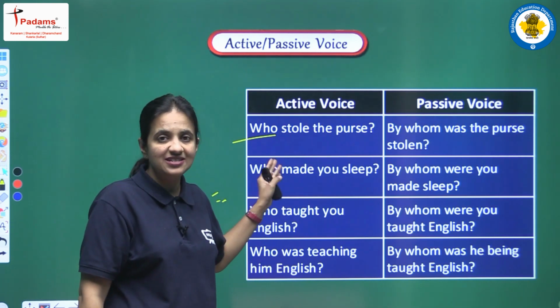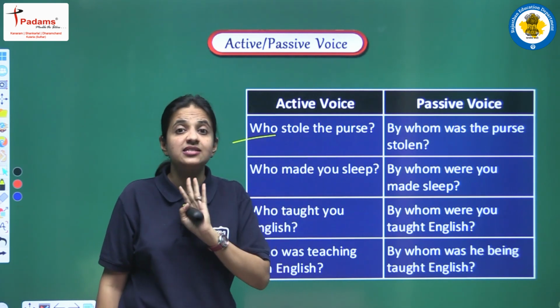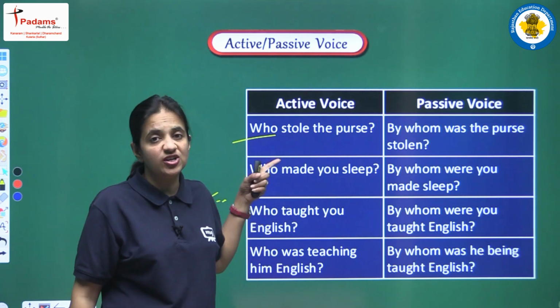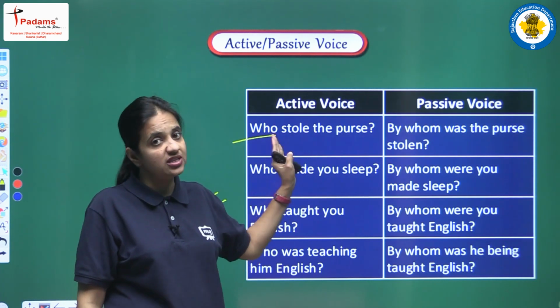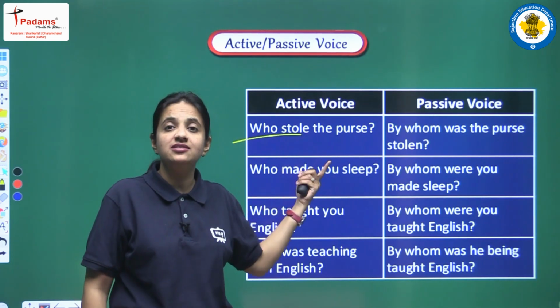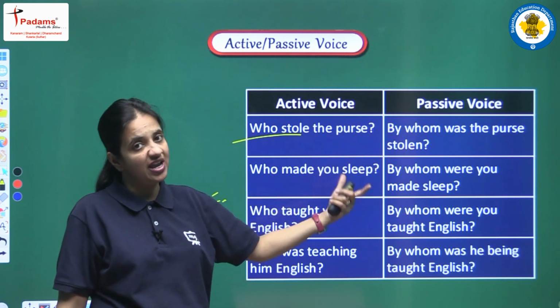So in the sentence in which we are having "who", in such a sentence we don't have any subject. Why? I hope that is clear to you all, because the answer to this question is the subject. So there is no subject, and we are having "stole", that is the second form. It means this is past simple tense. And now observe the structure of the passive voice, how we have to convert.